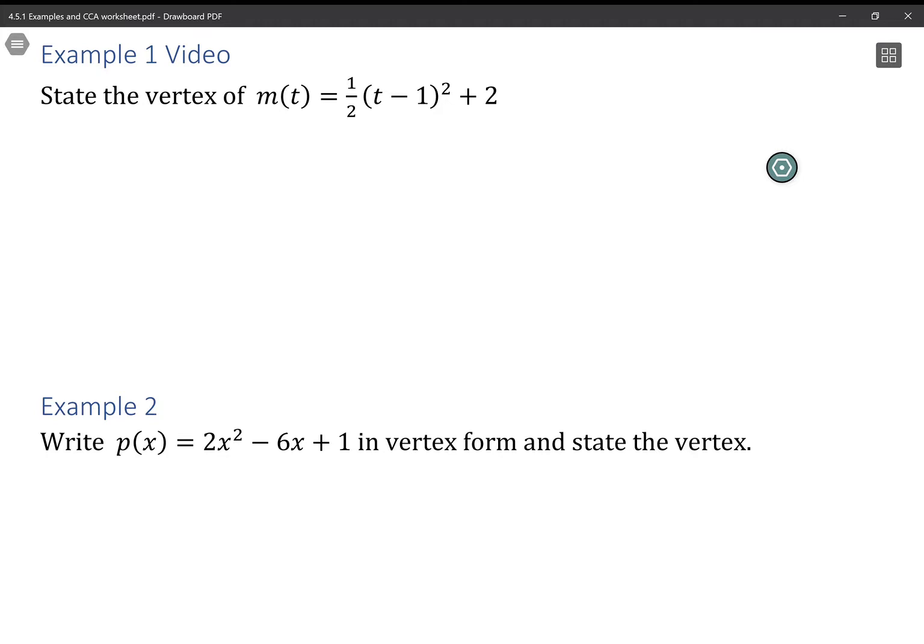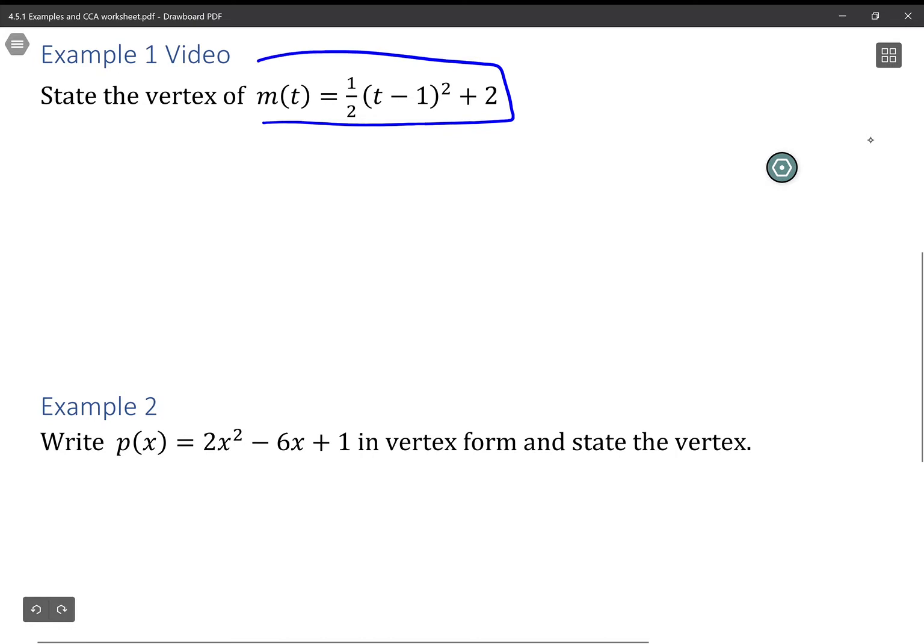Hi everyone. Okay, so I'm hoping that what we're getting right now is that there are various ways you can write quadratics, and we're able to get different pieces of information from the different forms. And right now we're looking at vertex form, which this first equation, m of t, is written in. So this example is a really simple one.